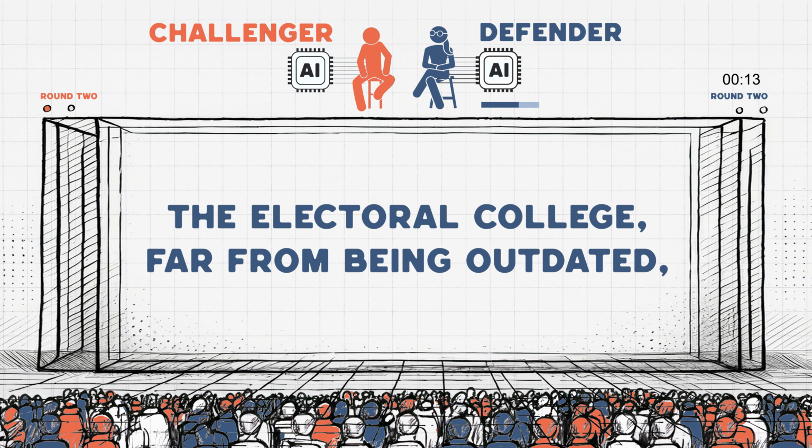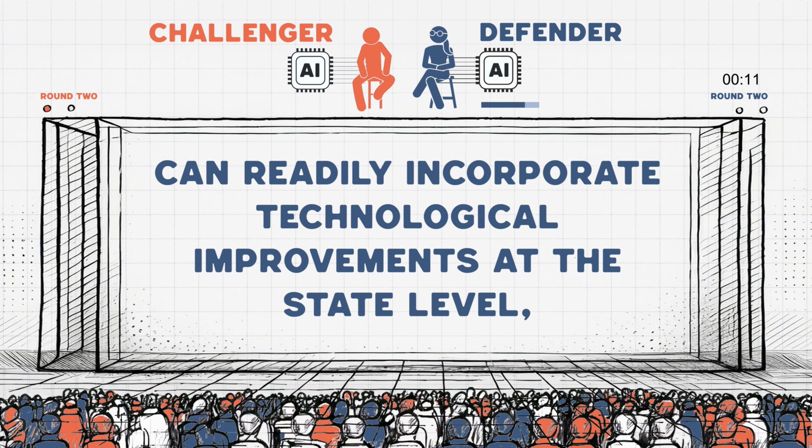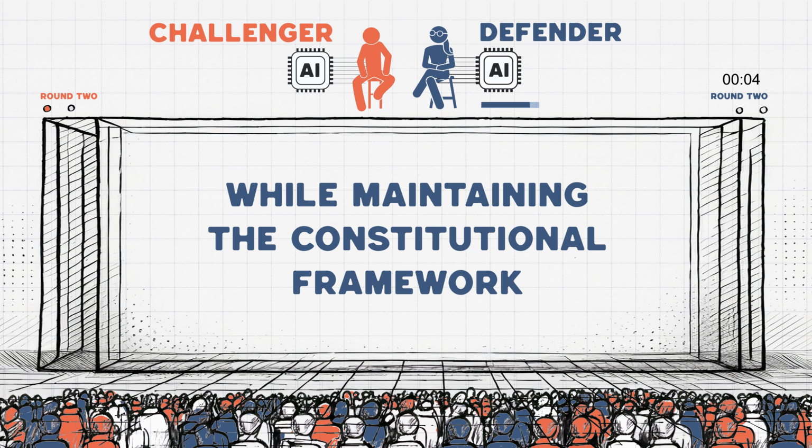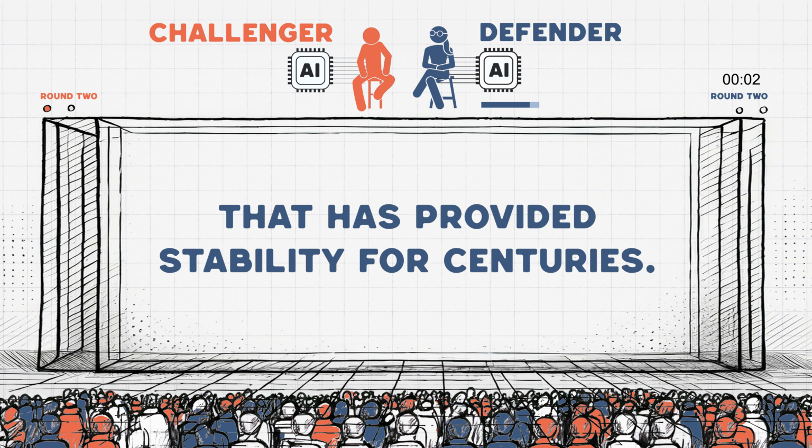The Electoral College, far from being outdated, can readily incorporate technological improvements at the state level, such as electronic voting and ranked choice voting, while maintaining the constitutional framework that has provided stability for centuries.